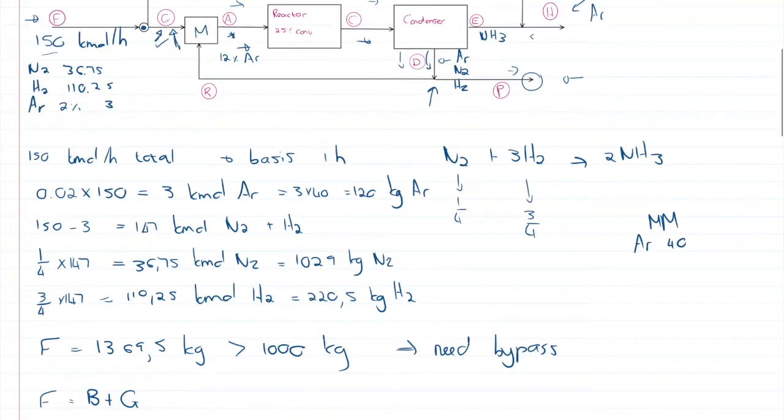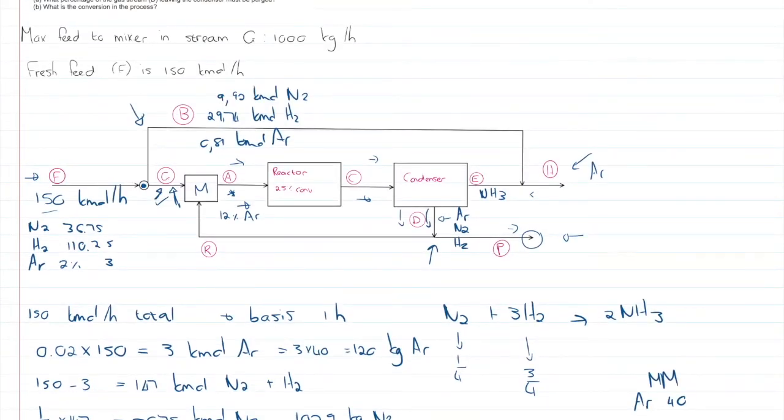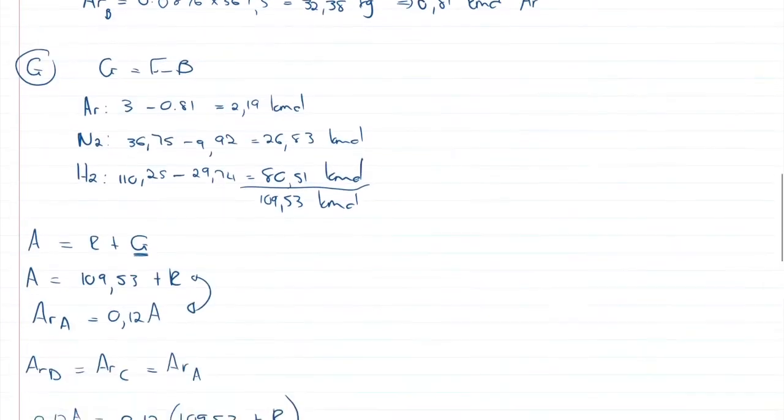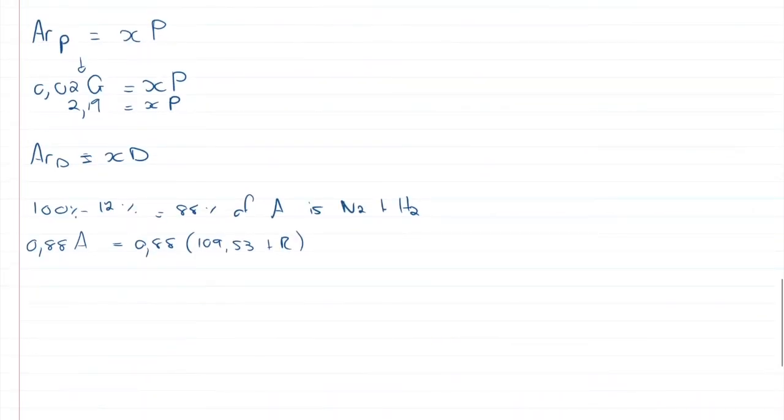Now A is what goes into the reactor. And we know that there is 25% conversion in that reactor. So 25% of the nitrogen is fed, or is converted. And because they are fed stoichiometrically, 25% of the hydrogen is also converted. So we are left with 75% that did not react. So 25% conversion, so 75% of the N2 and H2 still come out in C, unreacted. So of this 88%, 75% is still left.